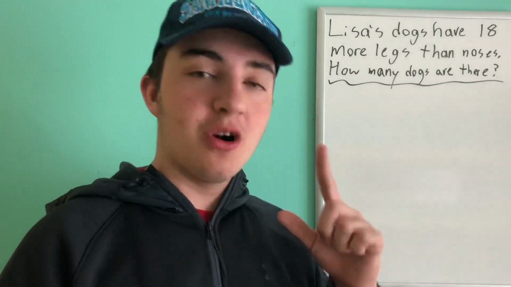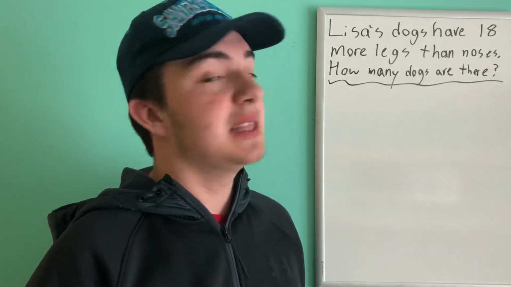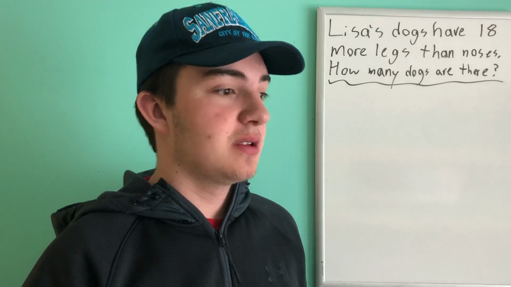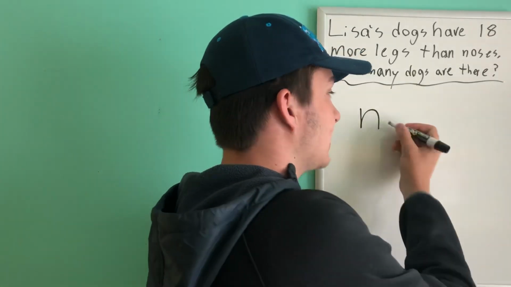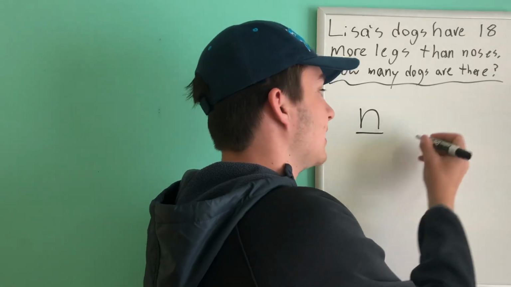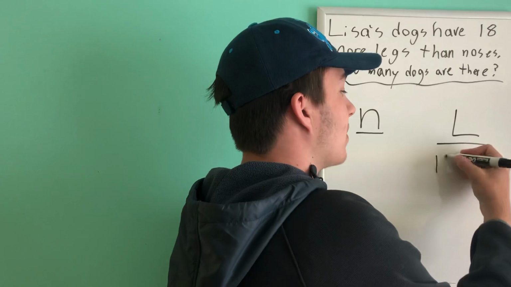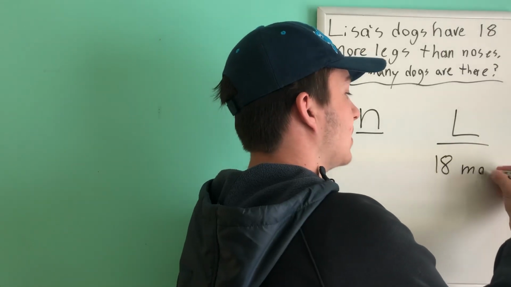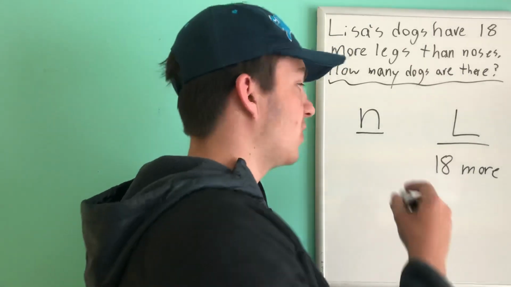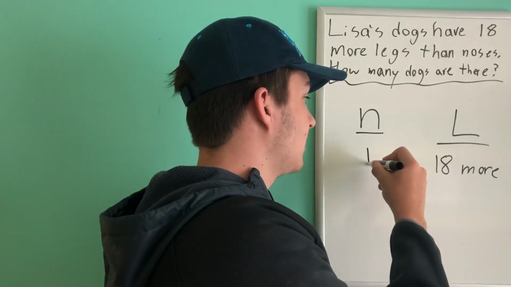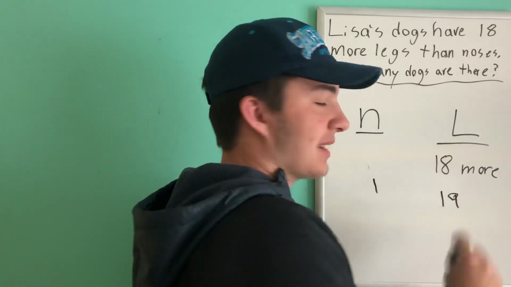First things first, always read the question. Lisa's dogs have 18 more legs than noses. Okay? So that means this is the amount of noses, right? That's the noses. The legs, there are 18 more, right? So then that means if there's one nose, then there has to be 19 legs, right?